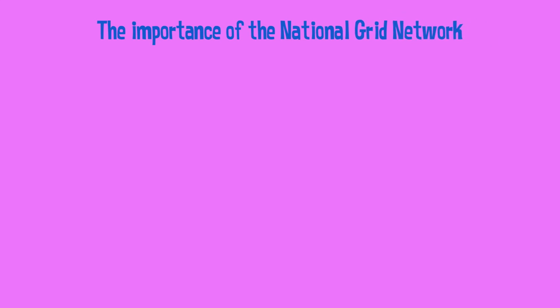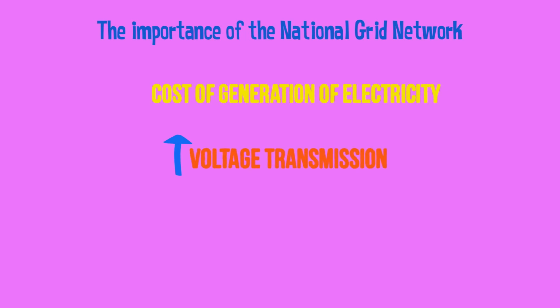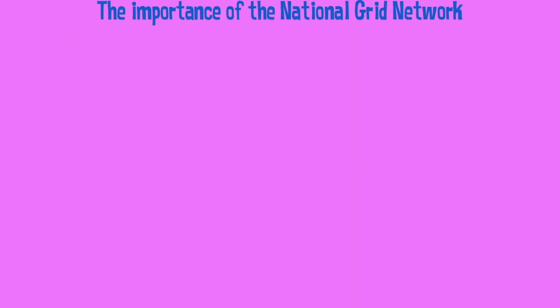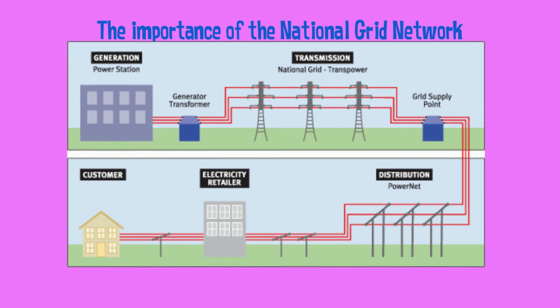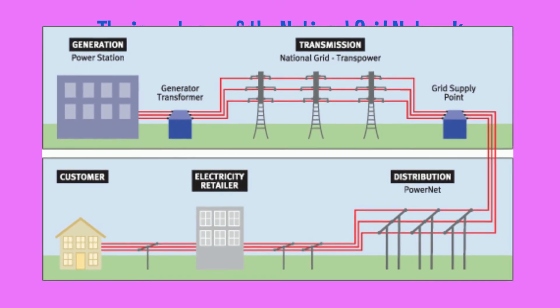There are several importances to the national grid network. Firstly, the cost of generation of electricity is reduced because high voltage transmission reduces the current flowing through the cables and hence reduces the power loss in the cables. Furthermore, power stations in areas where the demand is low can supply electricity to areas where the demand is high.